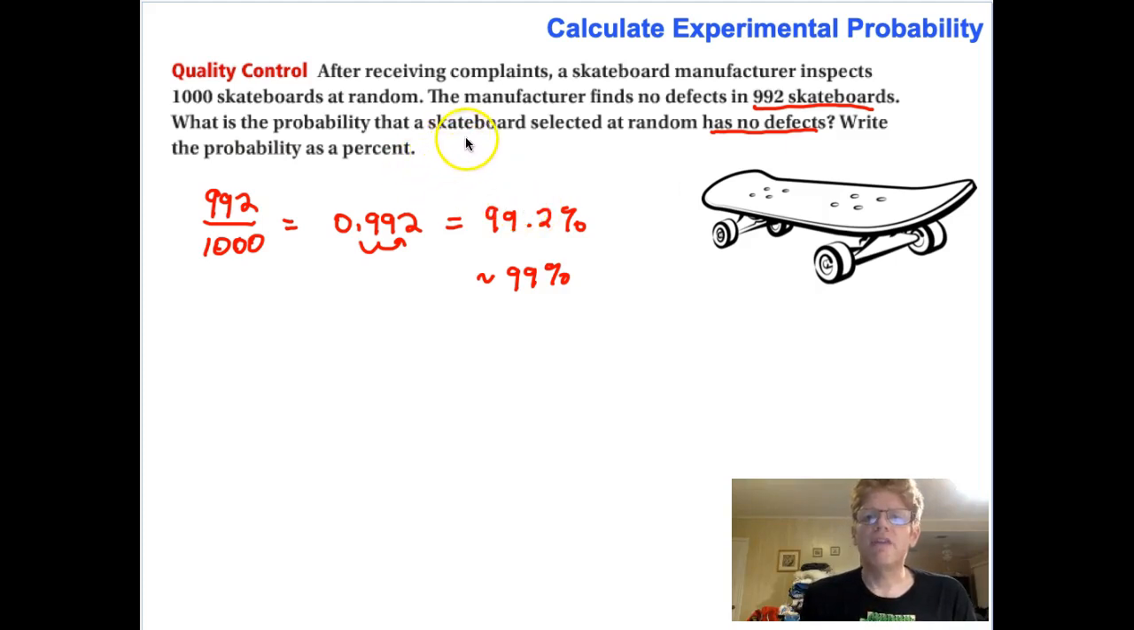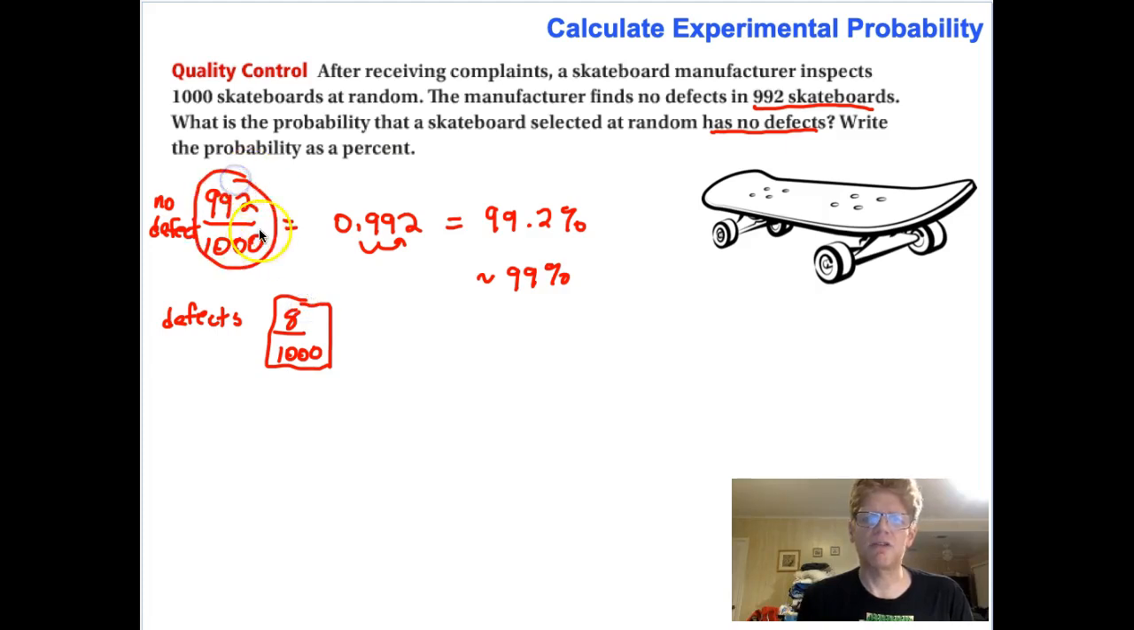And the number of ways that we get the opposite of our expected event, so in this case, the number of ways that we get one with defects, so this was no defects, the number of ways to get one with defects was 1,000 minus 992, so that was 8 ways out of 1,000, and that is called the complement. This is the complement of this, right? Because together they add up to give 1,000. So that would be 0.008, which is not quite even 1%. So that's how complements work.